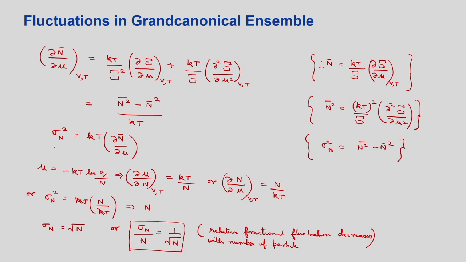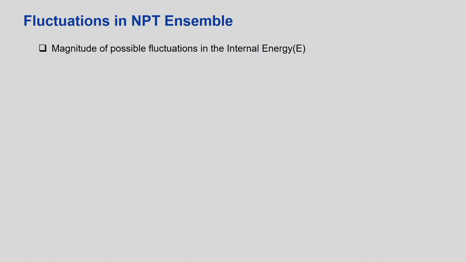Then we wrote out the ideal gas equation where chemical potential mu is equal to minus kT ln q, and the remaining was to relate sigma n square with the number of particles. This is what the fluctuation of the canonical ensemble looks like. Now, let us see for the NPT ensemble, when we talk of internal energy, what will be the fluctuation?